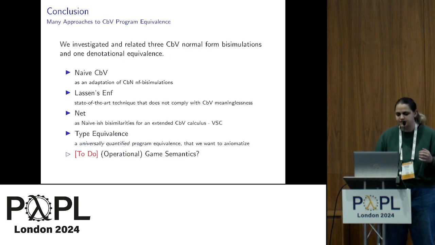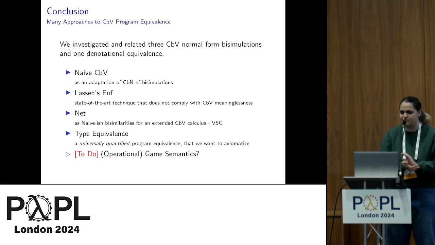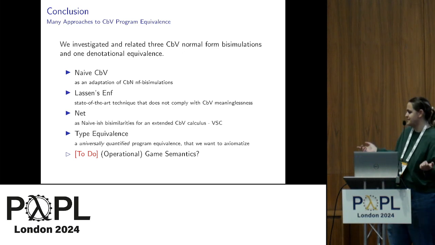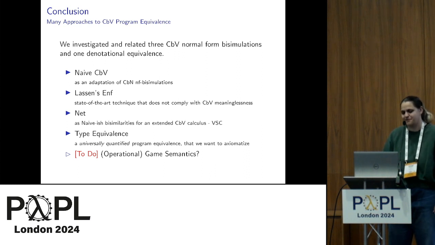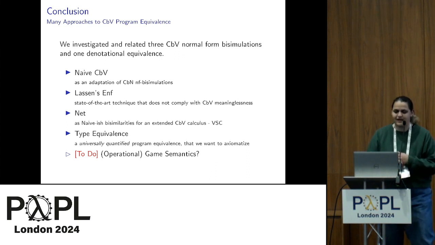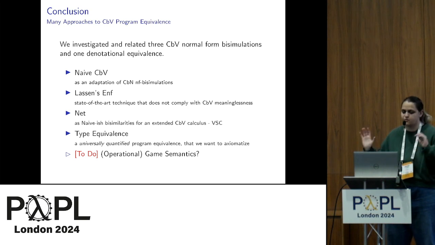So to conclude, we've investigated and related three call-by-value normal form bisimulations and one denotational equivalence: the naive call-by-value, Lassen's bisimulation, net bisimulation, and type equivalence. Maybe what's missing from this list is game semantics, because we've not followed everything. We've not done an actual work to relate all of this with game semantics.